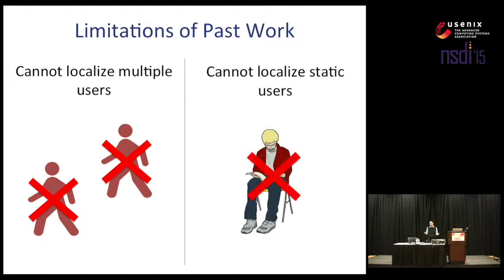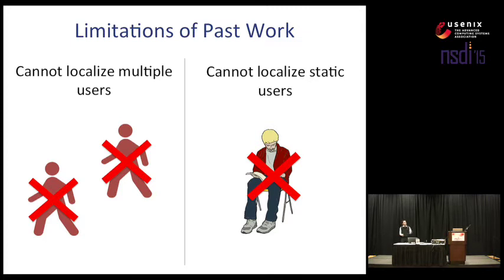However, in the applications that I talked about, many times in a smart home, you might have multiple people, or the person might be static or might be moving at different times of the day. So in order for these systems to deliver their full potential, they need to be able to overcome both of these limitations. And this is exactly what I will be telling you about in this talk.